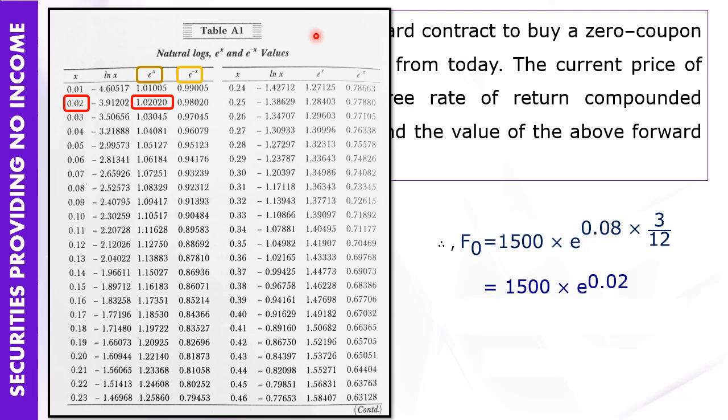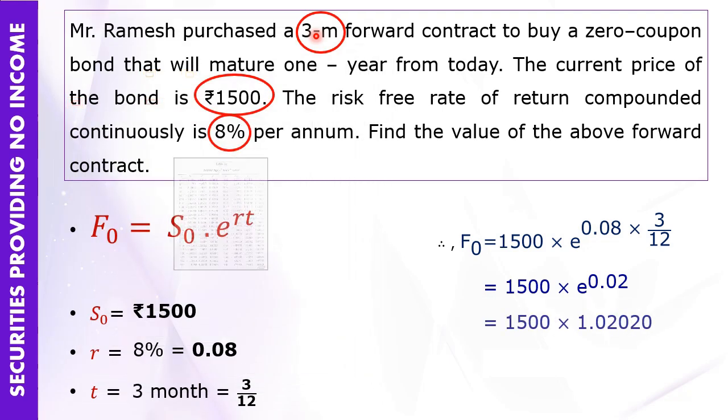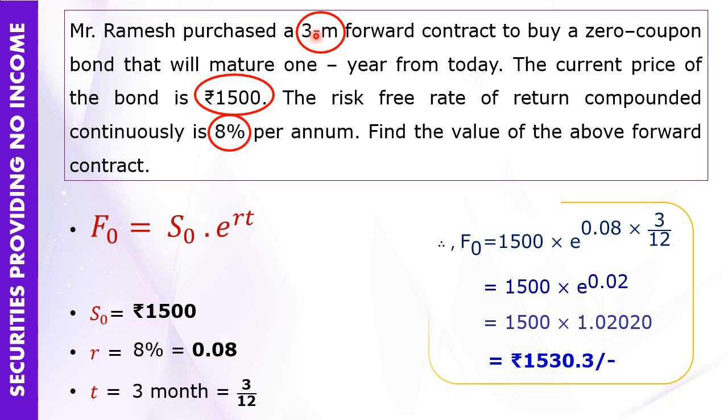The value is 1.02020, and this value will be substituted here, and therefore the value of the 3-month zero coupon bond forward contract is rupees 1,530.3. So this is how you need to calculate the value of a forward contract under the first scenario.